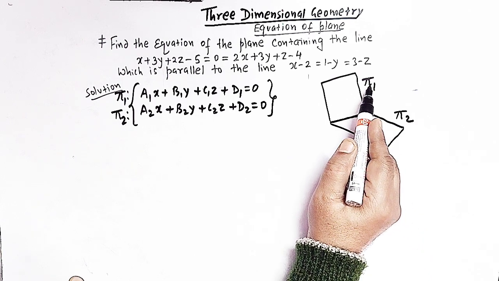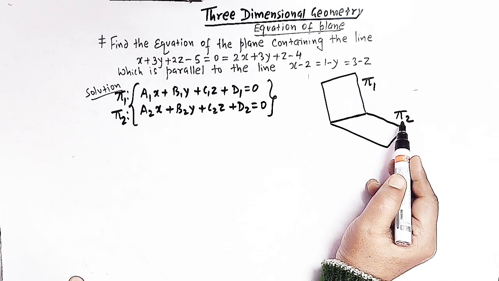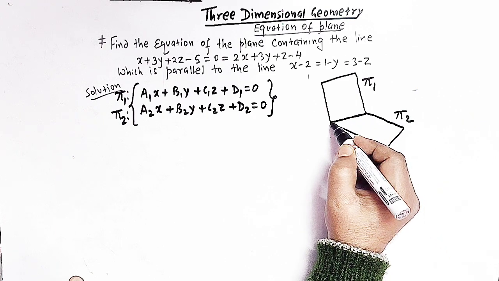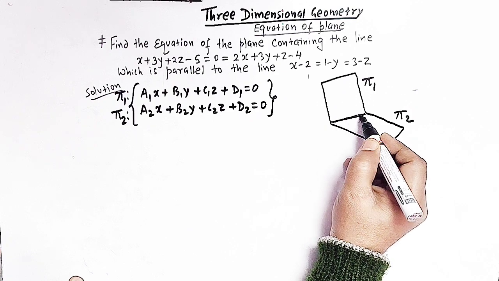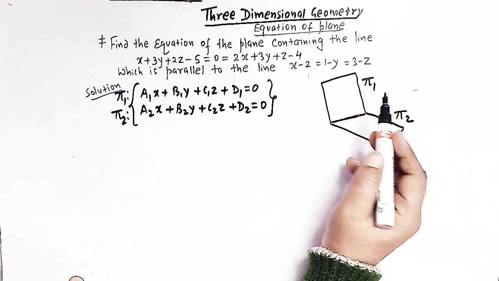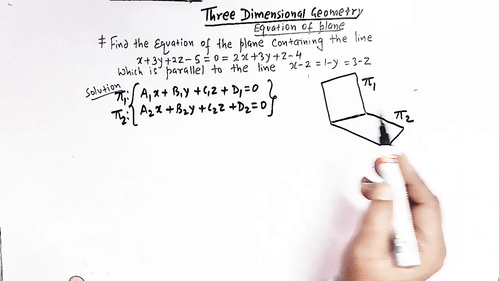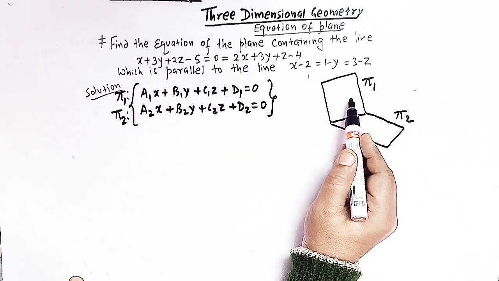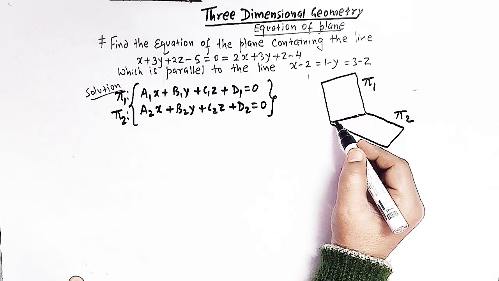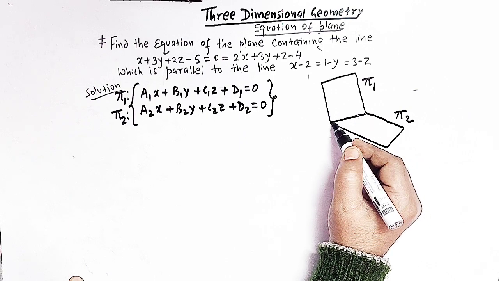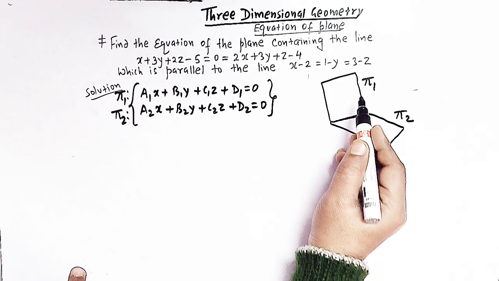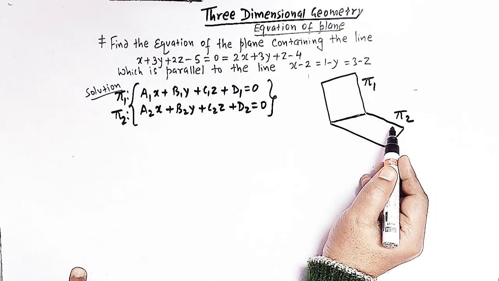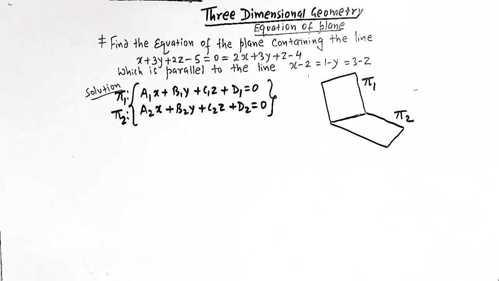So this is the line of intersection of these two planes pi 1 and pi 2, and any point which is common to this plane pi 1 and this plane pi 2 must satisfy the equation of this line. That is, all the points which lie on both pi 1 and pi 2 must lie on this line, the line of intersection of these two planes. So the intersection of any two planes gives us a straight line.